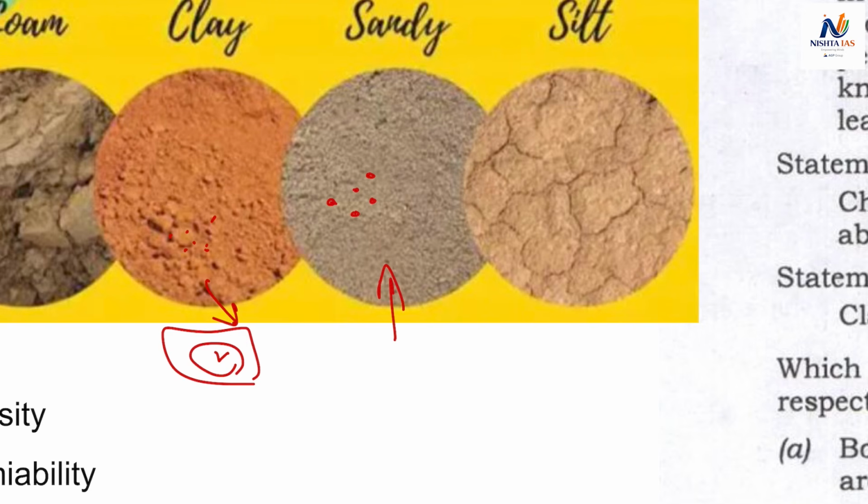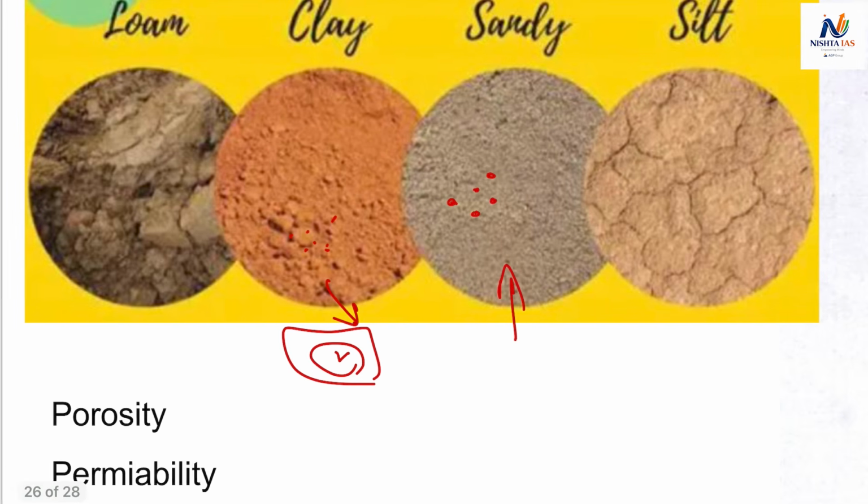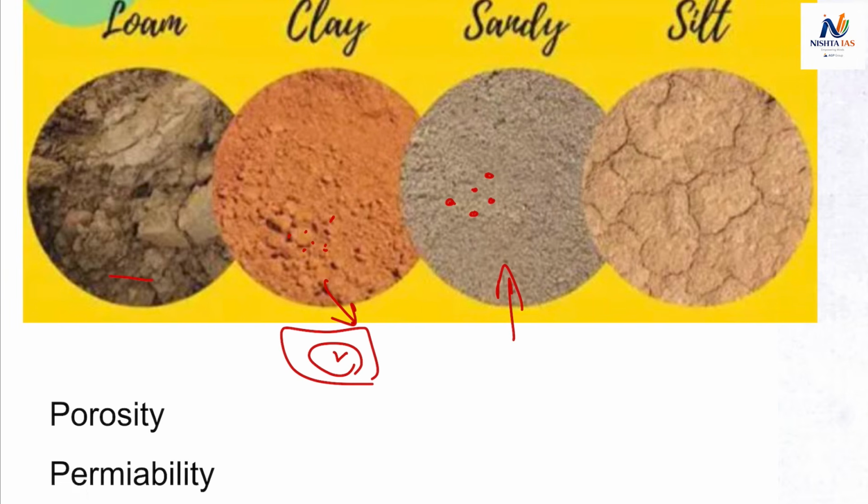So porosity means the size of the pores, or the holes or the spaces between the particles, and permeability means the extent to which they allow the liquid to pass through them. They permit the liquid to pass through them. And we have the loamy soil, which is a mixture of your sandy and clayey soil. And then we have the silt. Friends, silt has the mixture of all the three, that is sandy, loamy and clayey soils.